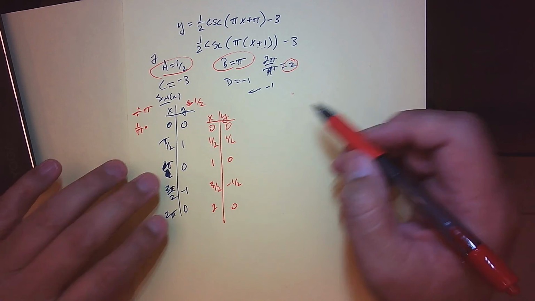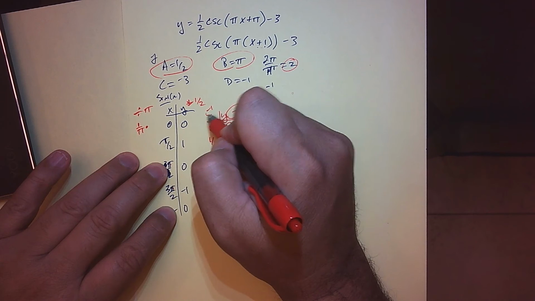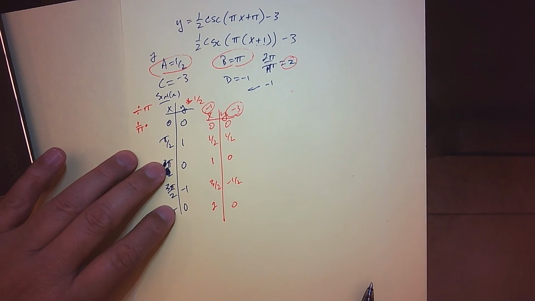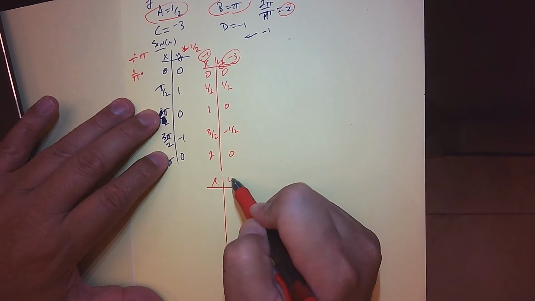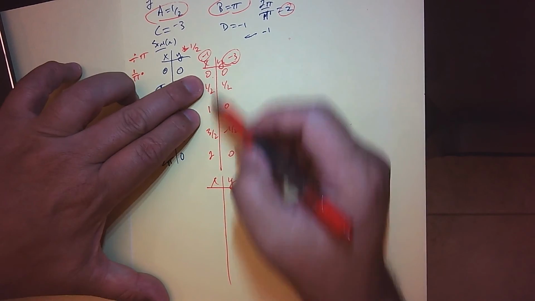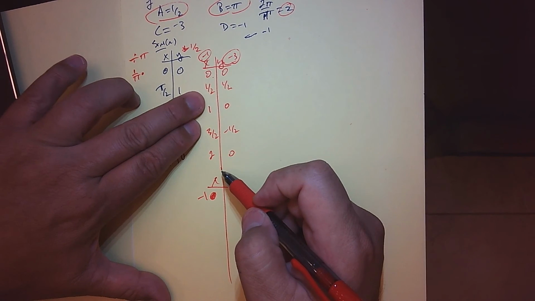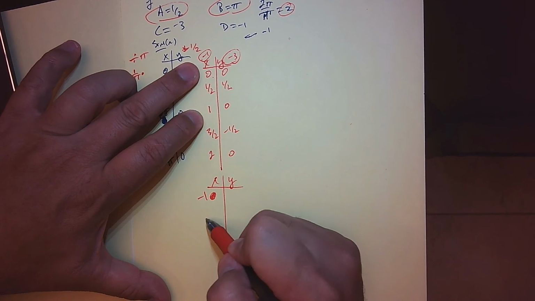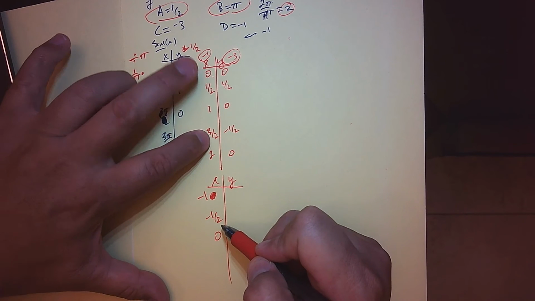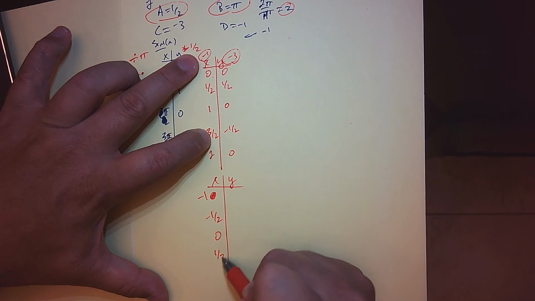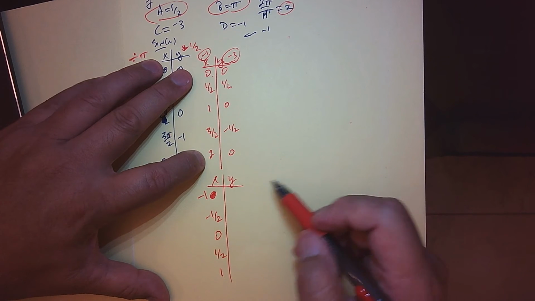Now the C's and the D's, we're going to be subtracting 3 from all my y values and subtracting 1 from all my x values. So when I do that for this graph, let me sneak it down here. If we subtract 1, we get 0 minus 1, which is minus 1. 1/2 take away 1 is minus 1/2. 1 take away 1 is 0. 3/2 take away 1 is 1/2. And 2 take away 1 is 1. So there's all our important x data.